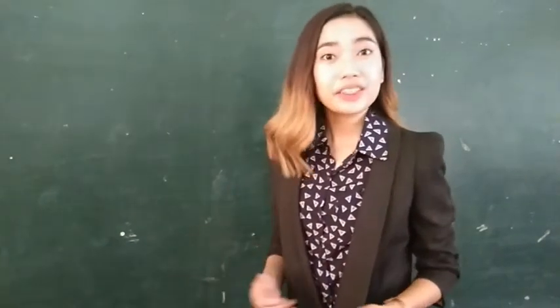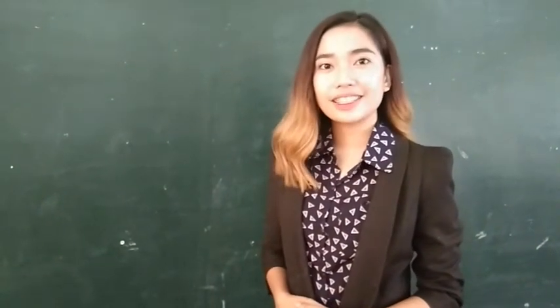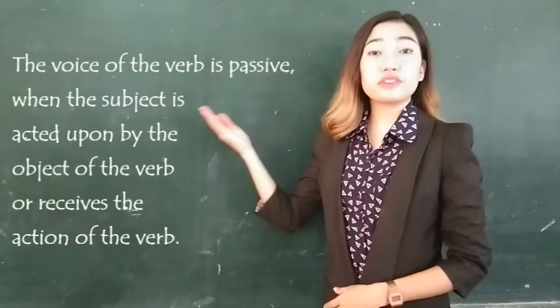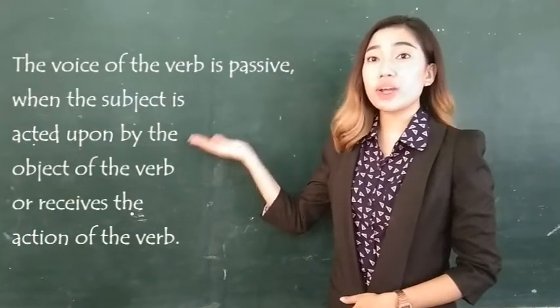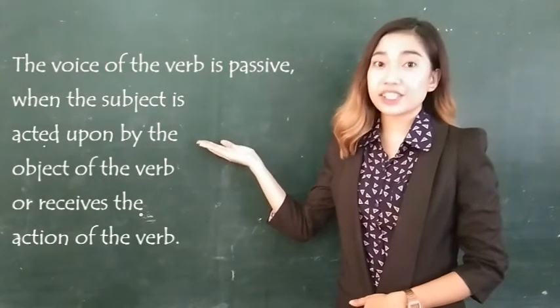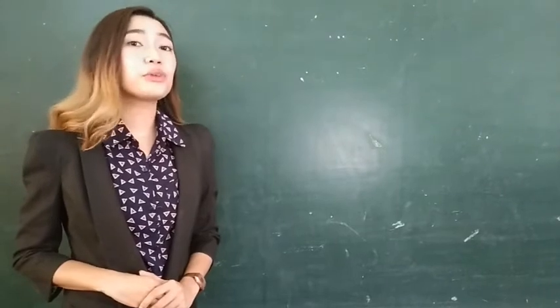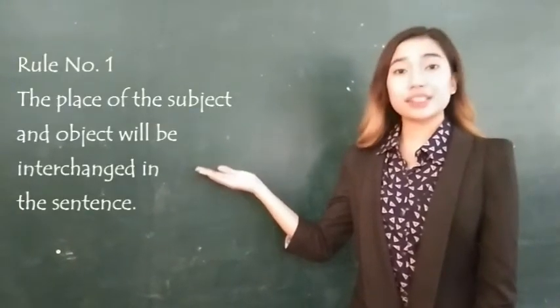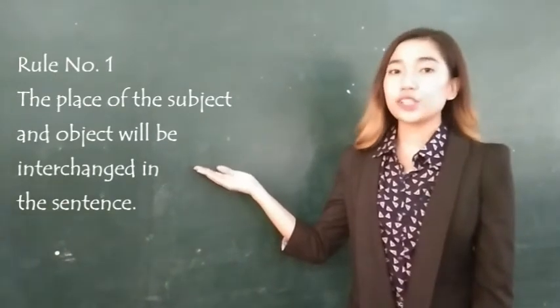So, did you understand the active voice now? Easy, right? Let's proceed to passive voice. The voice of the verb is passive when the subject is acted upon by the object of the verb or receives the action of the verb. In changing the sentence from active to passive voice or vice versa, here are the following rules to be followed. Rule number 1. The place of the subject and the object will be interchanged in the sentence.